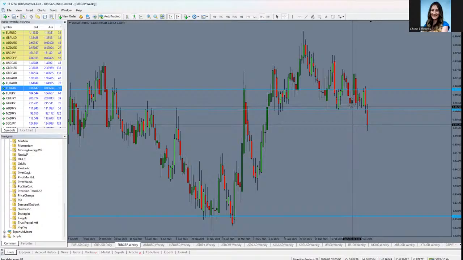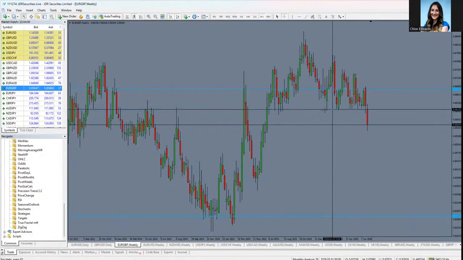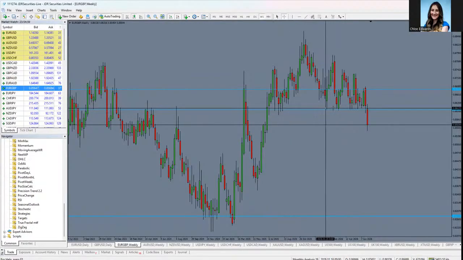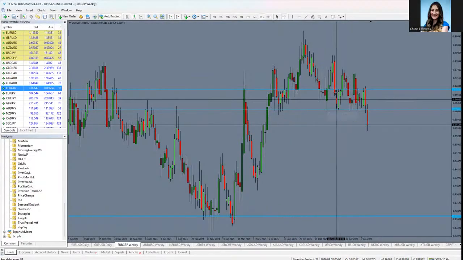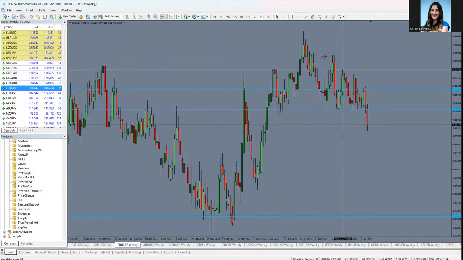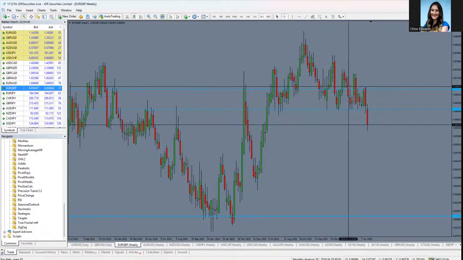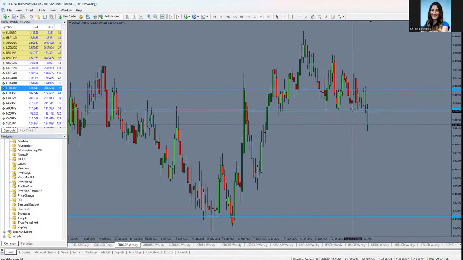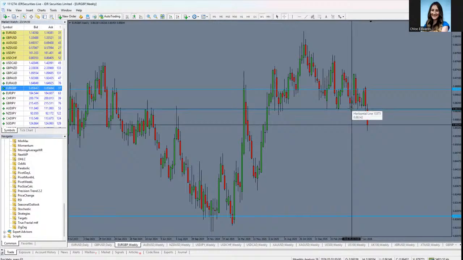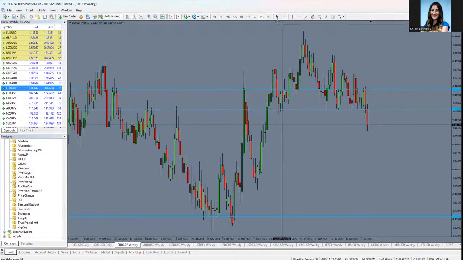I was looking for a break to the downside on Euro GBP because of the fact that we have all of this support around here and we have lower highs on this weekly time frame as well. So it's a little bit like a descending triangle. So I was waiting for this to break to the downside. It didn't happen then and there, and in fact it has taken 2 months.